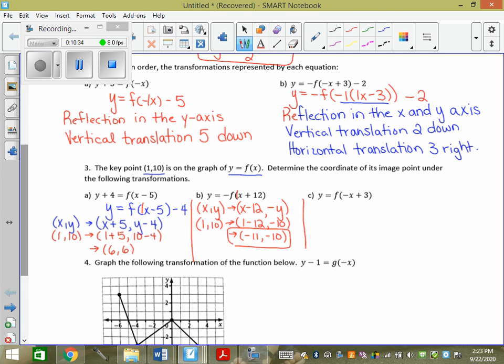What's up with c? It's in y equals, but I don't have a 1 in front of the x. So I have to do that, right? First two steps: get in y equals, get a positive 1 in front of my x. So I'm going to get y equals f, bracket, take the negative 1 out, and then I get x minus 3. So I have (x, y) becomes (negative x plus 3, y).